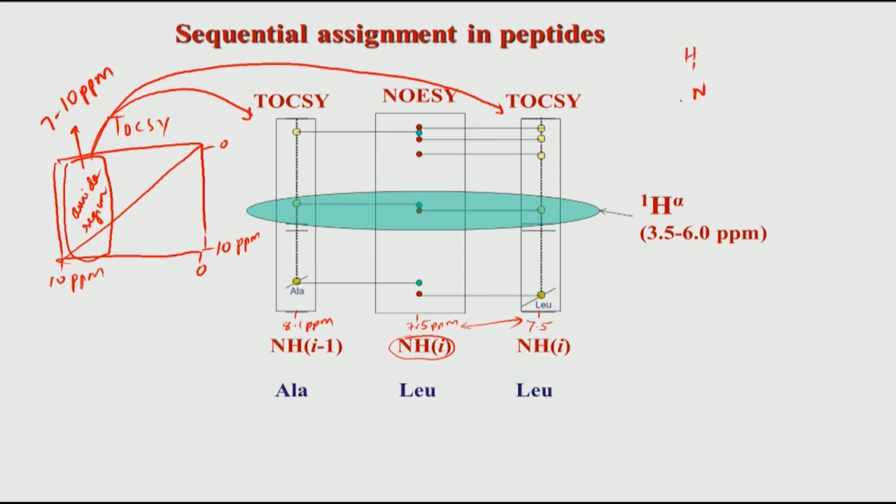So, if you draw this picture again here, we are looking at a dipeptide like this. This is some side chain, this is the amide, this is another side chain. So, what we are seeing is a correlation from here to this residue in a NOESY, and a correlation from here to this residue in a NOESY. So, the NOESY gives both these correlations.